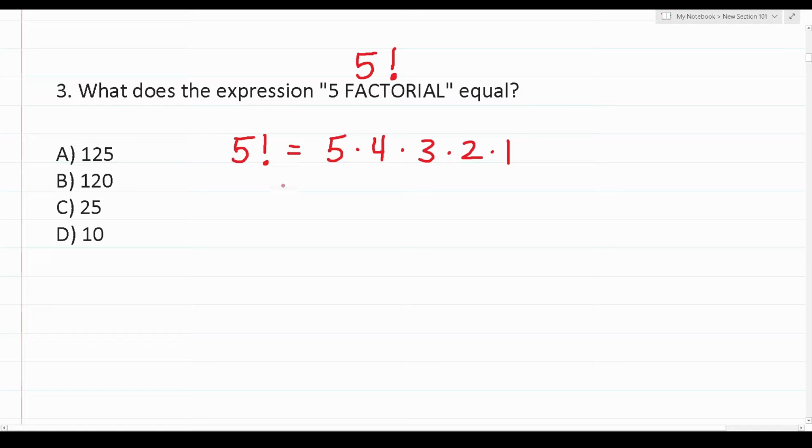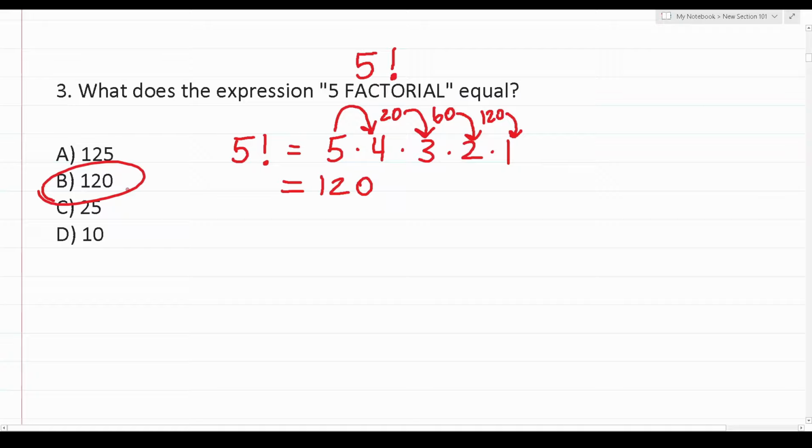And all you have to do now is work this out. Again, 5 times 4 is 20. 20 times 3 is 60. 60 times 2 is 120. 120 times 1 is 120. So 5 factorial is 120, which we can see as answer choice B in this case. All right, so that's that one. Pretty easy problem.